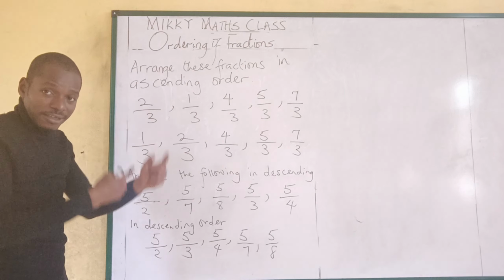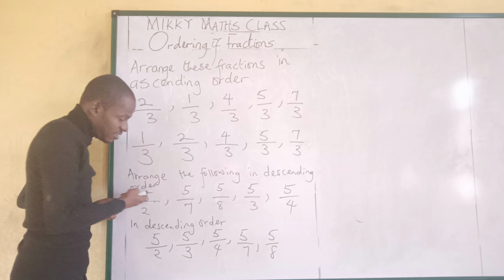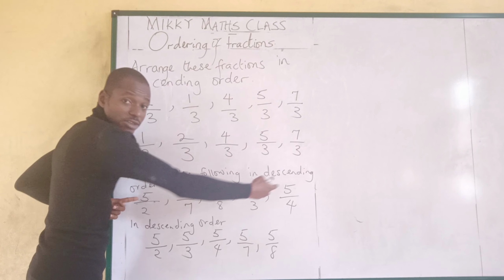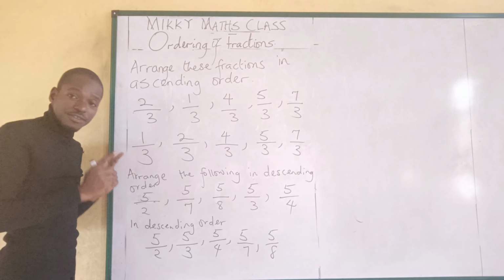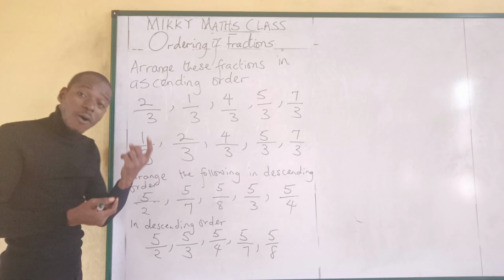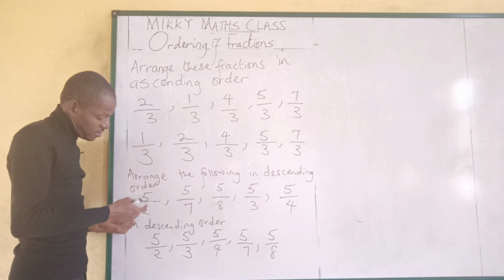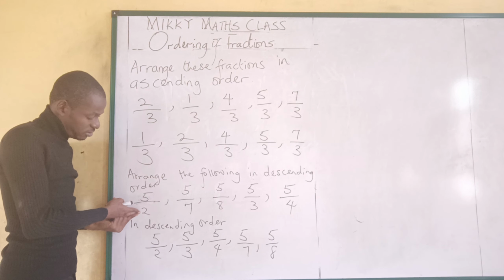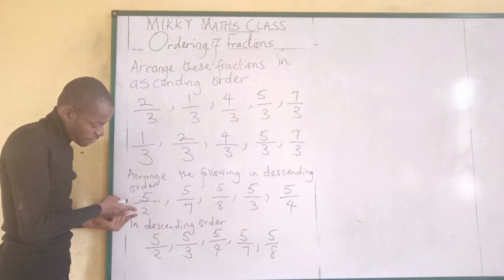But the reverse is the case. When they share the same numerator, the biggest fraction there will be the one with the smallest denominator, which is 5 over 2.